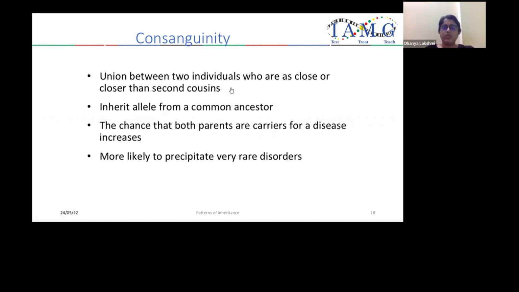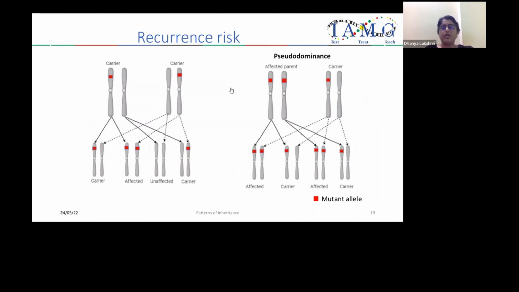Consanguinity is the union between two individuals who are as close or closer than second cousins, and they inherit an allele from a common ancestor. And the chance that both parents are carriers for a particular disease increases. Consanguinity is more likely to precipitate very rare genetic diseases.